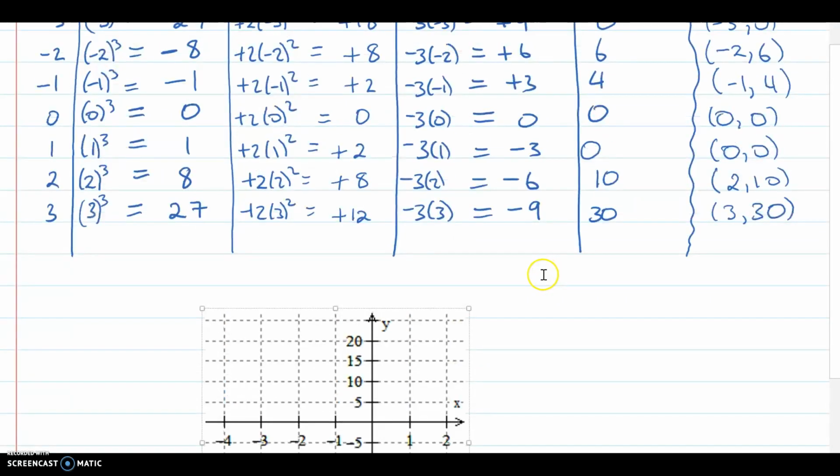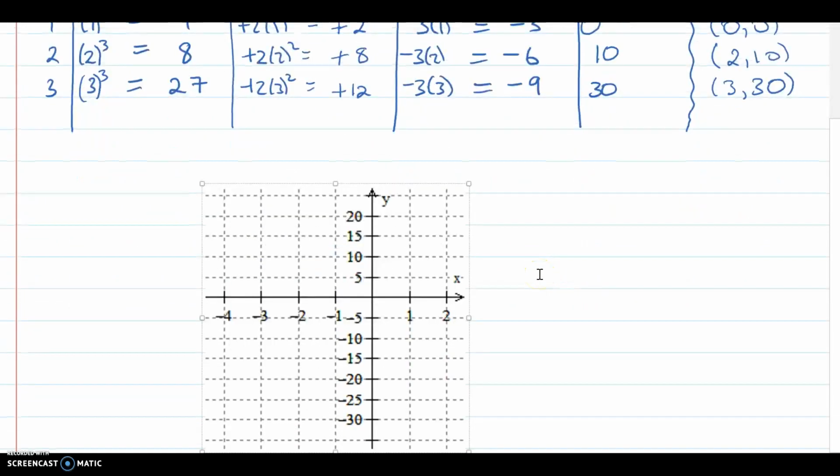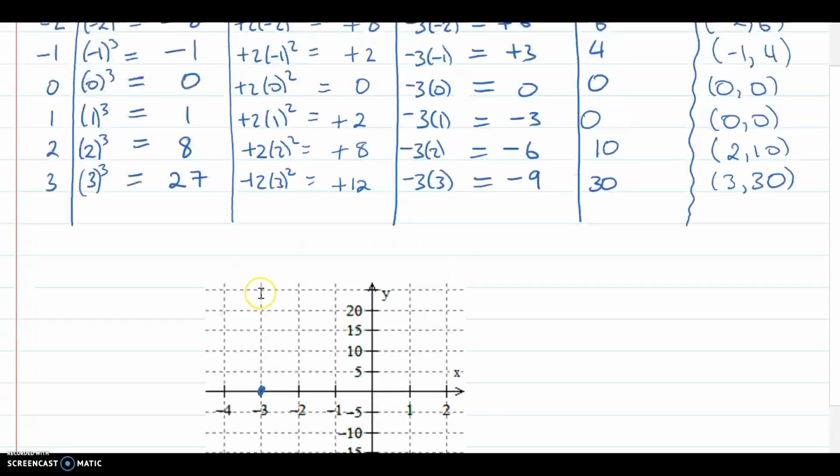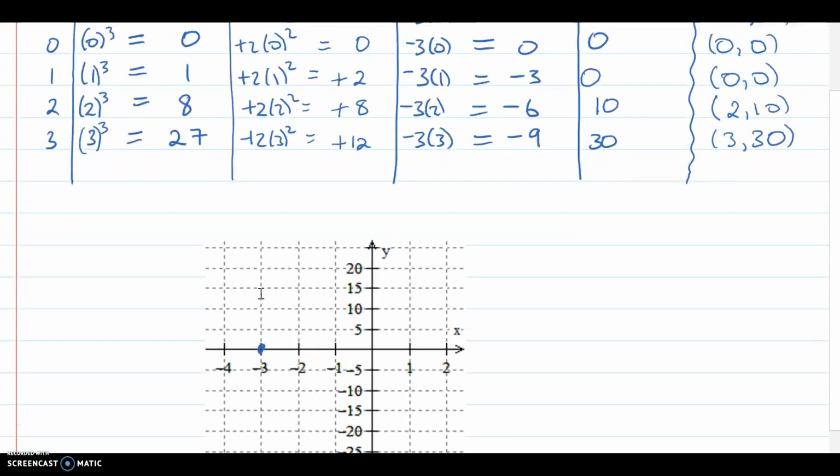Okay, so the points: negative 3, 0 is there. Negative 2, 6. Over into negative 2, there's 5, so 6 is just a little bit above it. Negative 1, 4. Over to negative 1, 4, which is just a little bit below 5. 0, 0 is here.